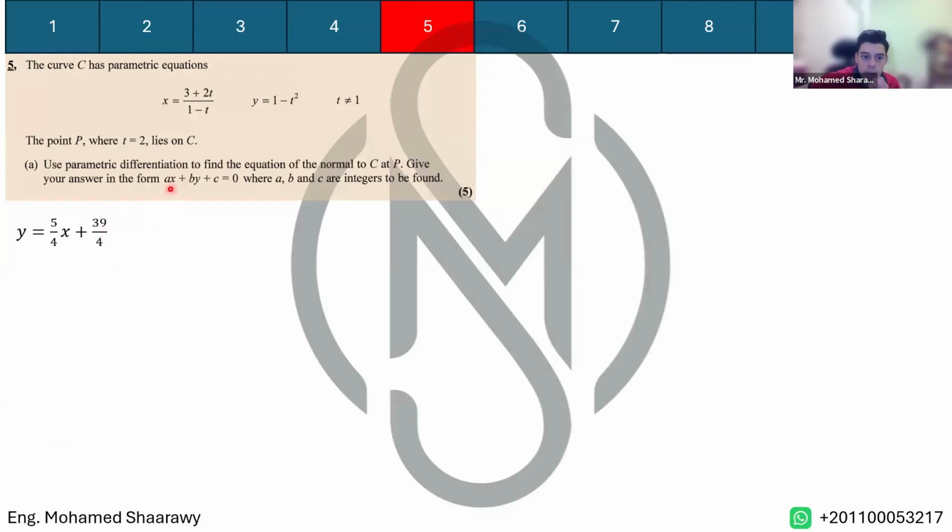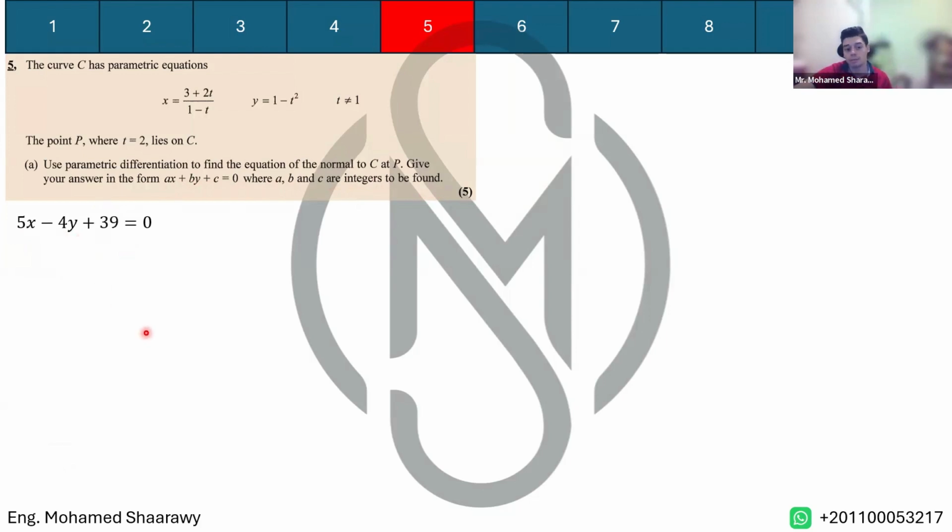Okay, since you want ax plus by plus c equals 0, but a, b, and c are all integers, let me first multiply all of these by 4. So this would be 4y, this will be 5x, this will be 39. Let me rearrange this. So subtract 4y from both sides. Let me rearrange this again. This will be my equation.